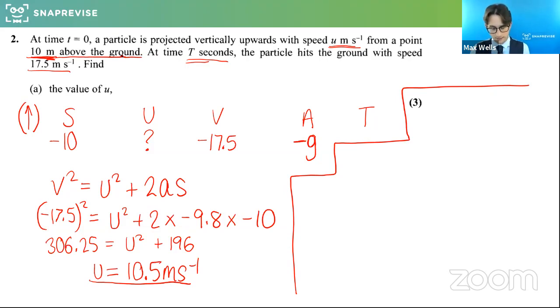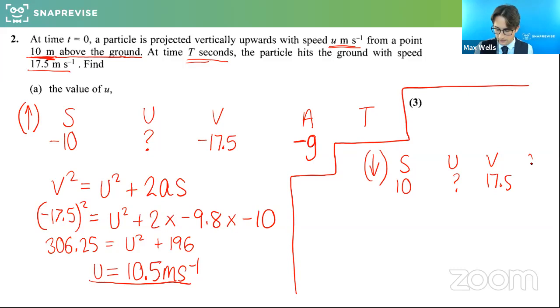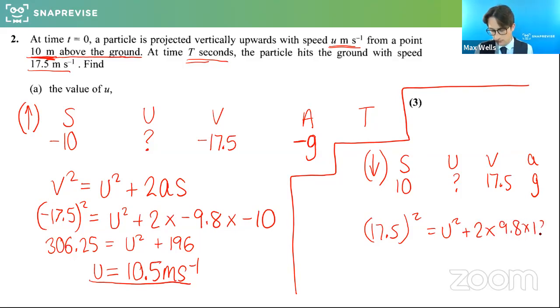So hopefully that's clear. The other way we could think about this is if we thought about the negative as being the positive direction, then S would be +10, U would be a negative value, V would be +17.5, and the acceleration would be +g, because all the things that are happening in that direction are then positive. You'd still get the same equation: 17.5 squared equals u squared plus 2 times 9.8 times 10. All the negatives would cancel to form the same equation. So it is just a case of visualization.